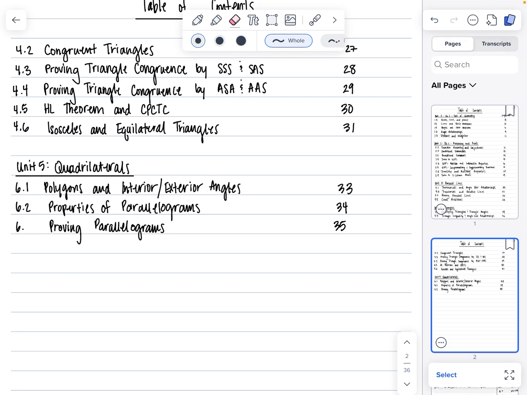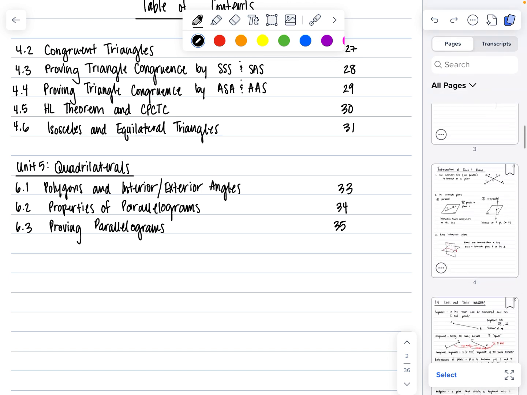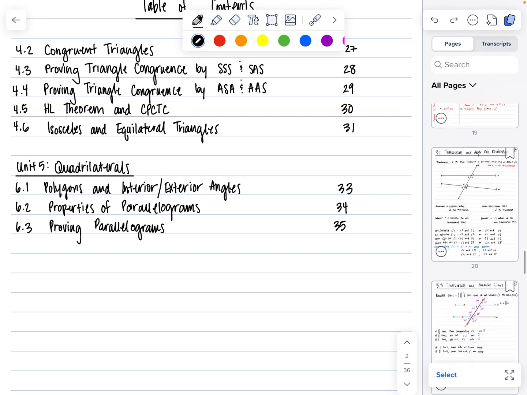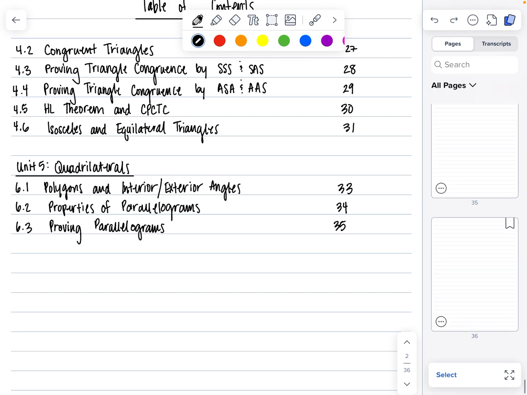This is an error. This should say 6.3, Proving Parallelograms. So last time we had a video, we were given a parallelogram and we had 5 different properties that were parts of parallelograms no matter what type of parallelogram it was. Now here we are given a quadrilateral and it is our job to determine, is this a parallelogram or not?